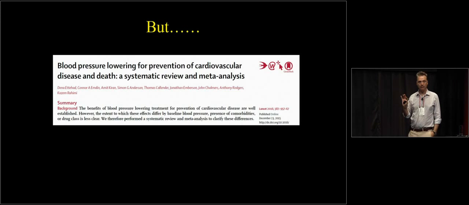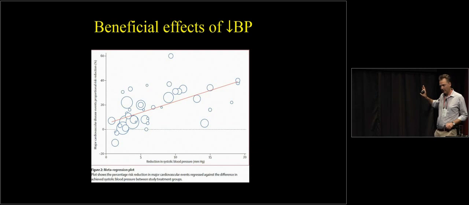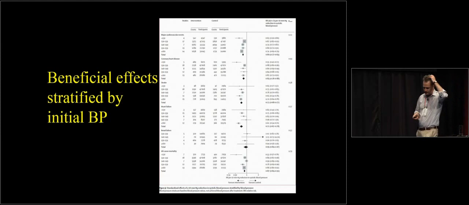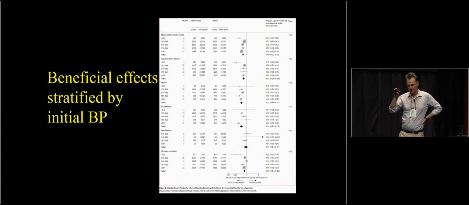So one of the things they did find, which was reassuring, is that this is reduction in blood pressure on the x-axis and reduction in risk on the y-axis, and there was a linear relationship. The more you lower blood pressure, the more good you do, and there's no J-point. So that was useful. But what they found was, if you stratify the beneficial effect of blood pressure by some of the patient demographics, including their baseline blood pressure, so this is the effect of lowering systolic blood pressure by 10 millimetres of mercury. And to the left of this vertical line is benefit.